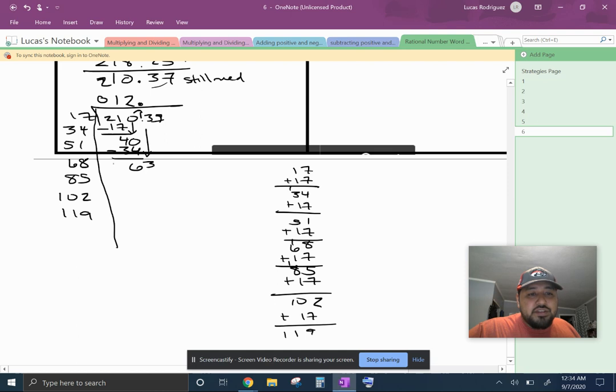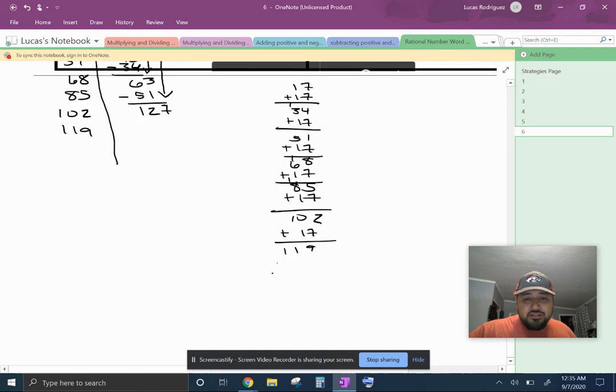Does it go into 63? Yes, it does. 1, 2, 3, because 4 would be a little bit too much. And that'd be 51. So that'd be 12. All right, now I'm going to bring this down, that says 7. That's a 7. Apologize if that looks goofy. I almost couldn't even read my own handwriting. So times 1, 2, 3, 4, 5, 6, 7. Well, let me add another one to 119 and see what I get.